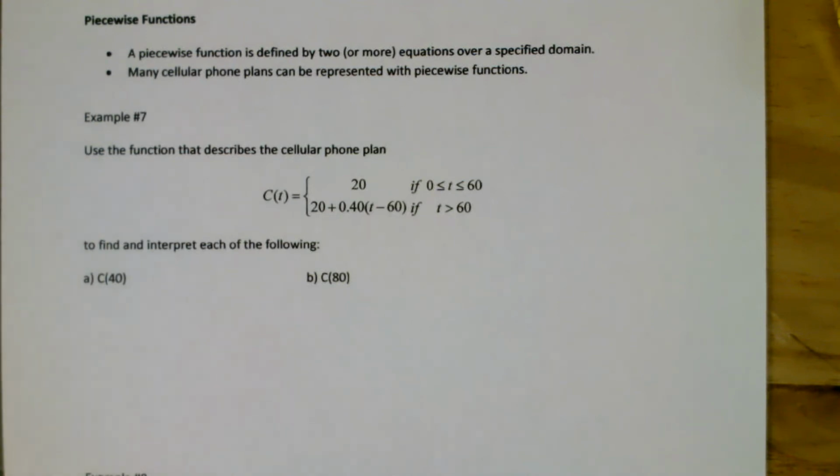Now, many cellular phone plans can be represented with piecewise functions. Also, income tax withholding, the amount that your employer withholds for federal income tax, that too can be a piecewise function if you think about it. Because if you look at the tax table, the amount that you earn, your gross earnings, can be determined by using that tax table, and it is in the form of a piecewise function.